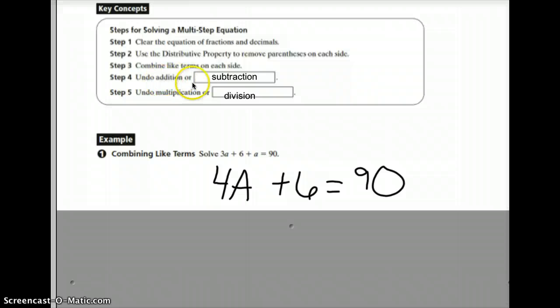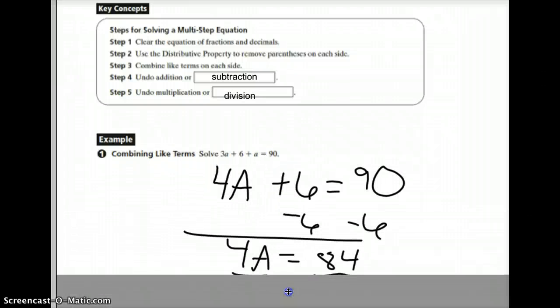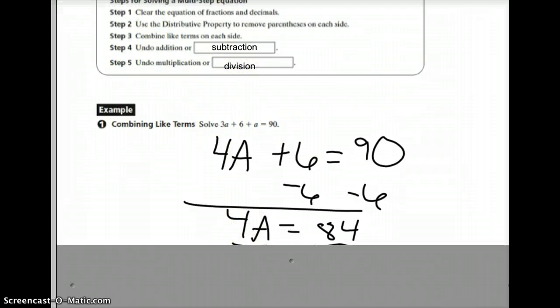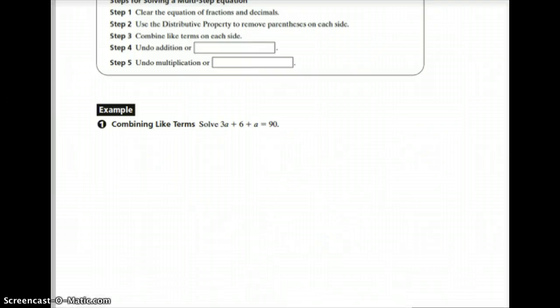So now we need to undo our addition or subtraction. In this case, we're going to undo our addition by subtracting 6 from both sides. And we're left with 4a equals 84. So then we're going to undo multiplication by division, dividing both sides by 4, and we're left with a is 21.